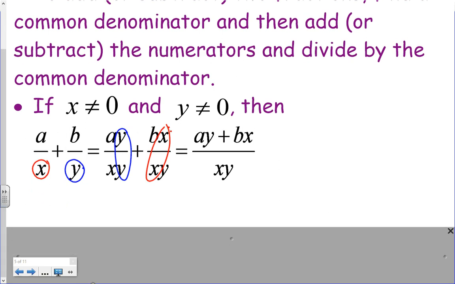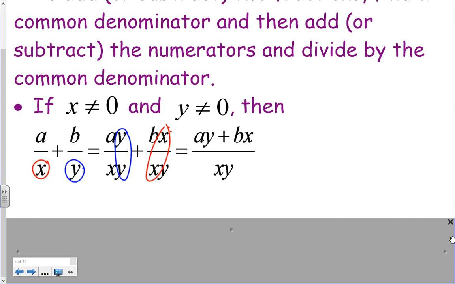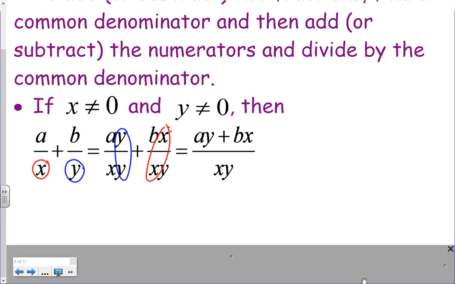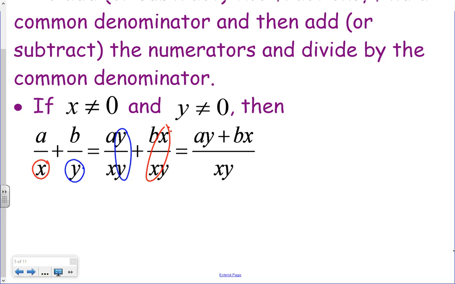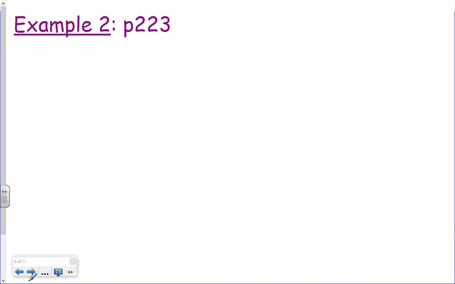All right, so let's try an example of this. Example number 2 there on page 223. They say to add by first finding a common denominator. Well, that was nice of them to give us a little hint here to remind us how we add fractions, but I would expect that you remember how to do that, of course. So we have 3 over x plus 4, and we're adding that to 5 over x minus 7.